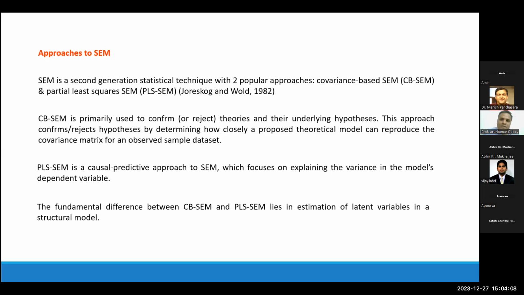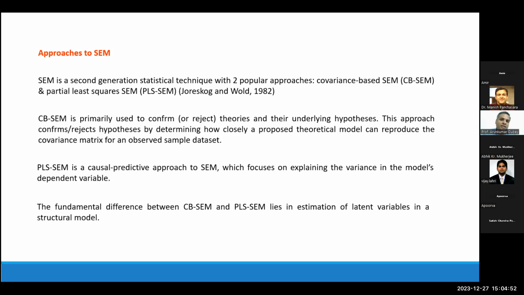So again, what's the fundamental difference between CB-SEM and PLS-SEM? If you ask me, it is how you estimate the latent construct. CB-SEM uses the MLE method to estimate the latent construct. PLS-SEM uses the PLS algorithm to estimate the latent construct. And how you estimate the latent construct had a lot of controversies, but now all those controversies are at rest. Now there is no more controversy. In fact, PLS-SEM is so dynamic that even today people are coming with advanced methodological issues in PLS-SEM. It is very, very robust.